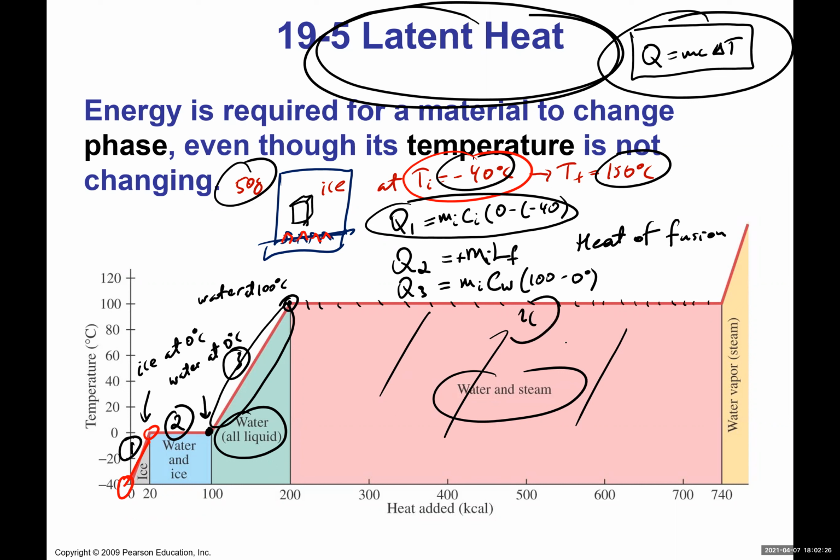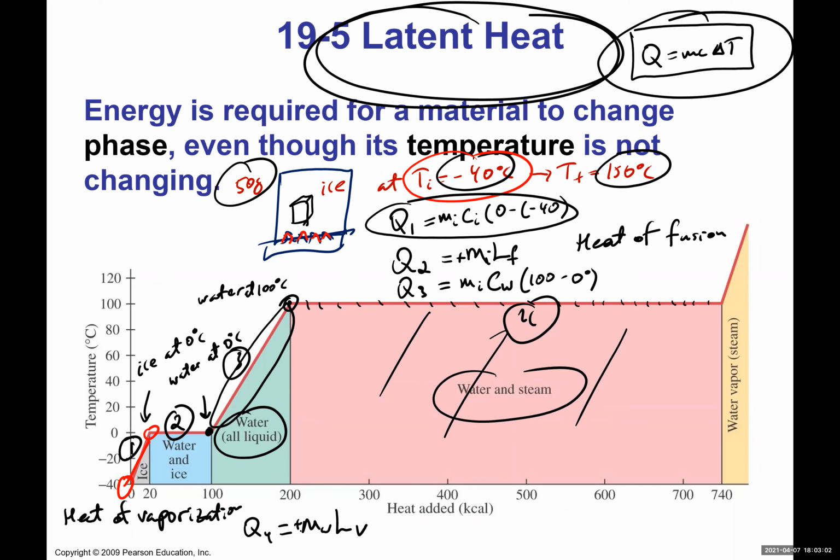Let's call this stage 4. So the energy for stage 4 will again be the equation for latent heat: the mass of water times the heat of, in this case, vaporization. This is the heat of vaporization, which means we are converting from liquid to gas, liquid to steam. And again, we put positive because we are adding energy to vaporize it.